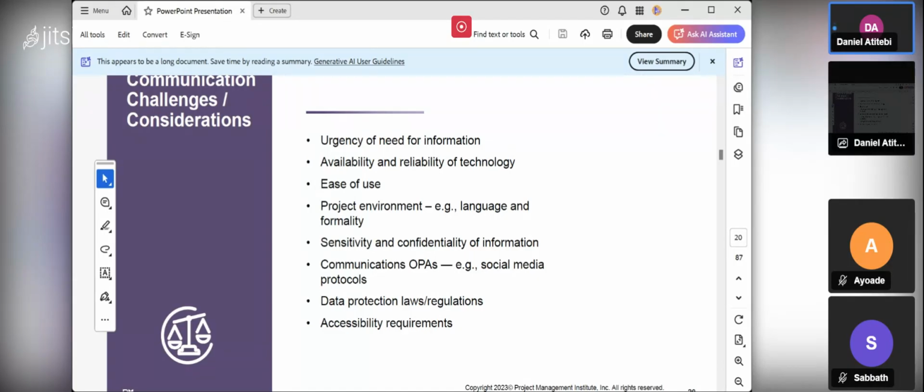Communication OPA, social media and protocol, data protection laws and regulations. Those are the things you consider when you are talking about communication, or when you are selecting the kind of communication technology that you are going to use for your project.